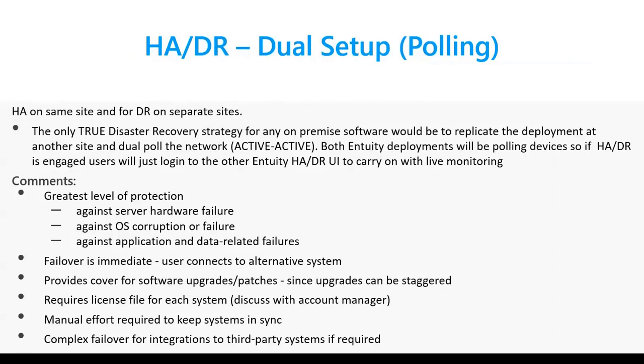It does require, as you're polling the network in two places, discussions with the account management team around licensing. With this scenario you also need to take into consideration the manual effort to keep both systems in sync, and any complexities for integrations, if required. Sometimes integrations in a secondary aren't required, and systems are kept separate and not integrated together. But again, it depends on your policy within your organization.